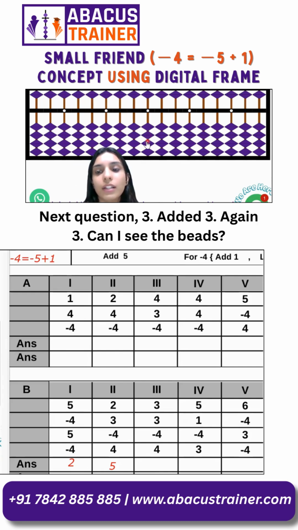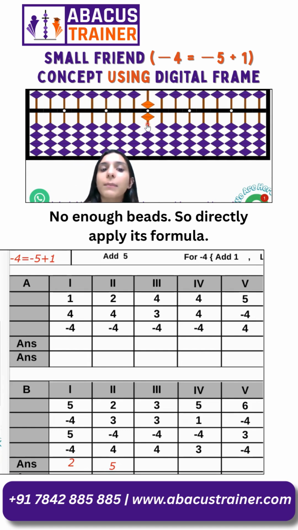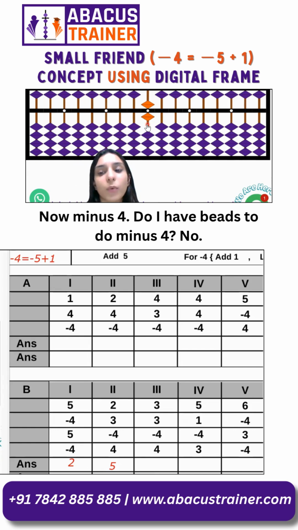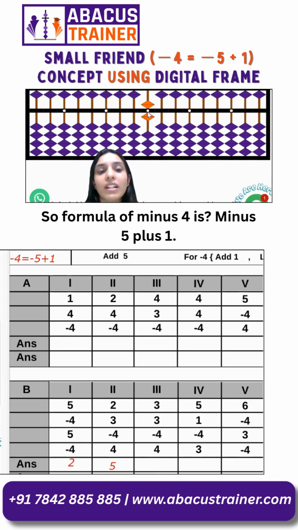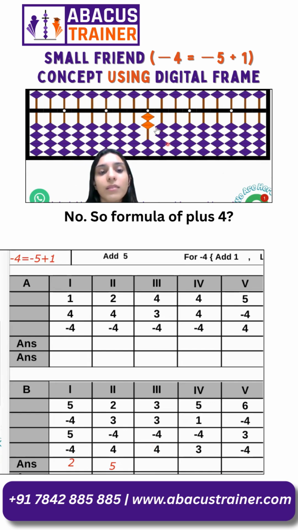Next question. 3. Added 3. Again 3. Can I see the beats for 3? No. Formula of 3 then. Plus 5 minus 2. No enough beats, so directly apply its formula. Now minus 4. Do I have beats to do minus 4? No. So formula of minus 4 is minus 5 plus 1. Then plus 4. Do I have enough beats to do plus 4? No. So formula of plus 4 plus 5 minus 1. My answer is 6.